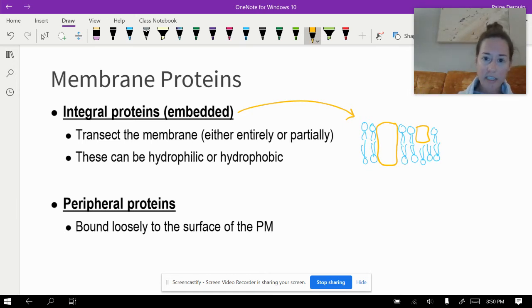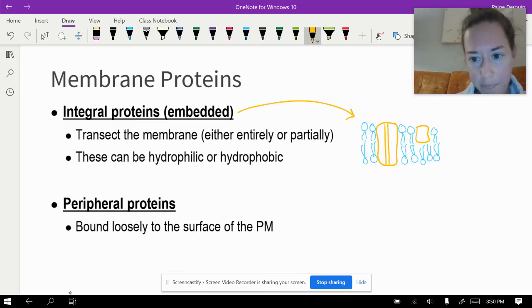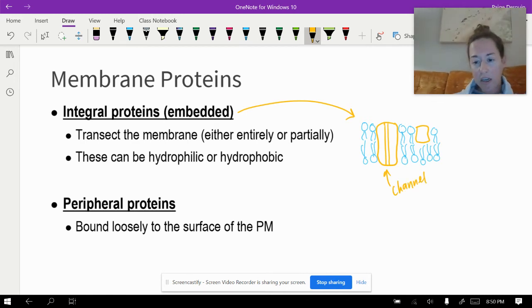A lot of times these integral proteins are channel proteins. So I'll put a channel here. Or transport pumps, which we'll talk about towards the end of the week, but we'll call this a channel. And that's going to allow things that normally couldn't pass through the membrane, because remember, selectively permeable, to be able to pass through the membrane.